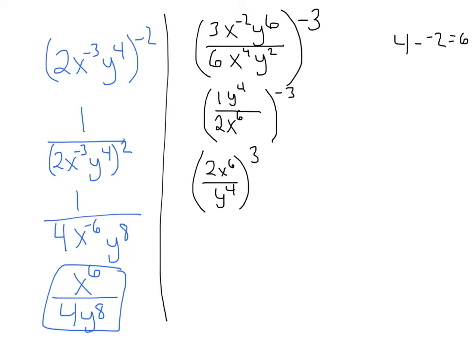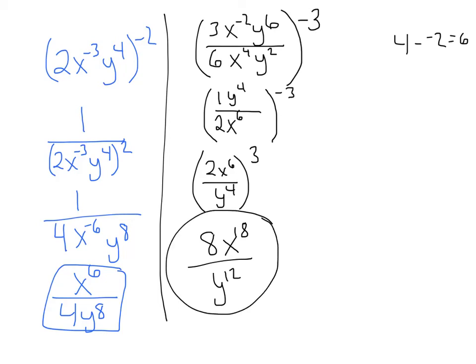And now I can go ahead and distribute this cubed to all the parts. So 2 cubed is 8. X to the sixth raised to the third would give me x to the 18th, all over y to the fourth raised to the third, that would be y to the 12th. And I am done. Some of you may wonder, well, what would happen if it were just this same exact problem here, but raised to the positive third? You know what? That's an excellent question because you may see something like that on your test.